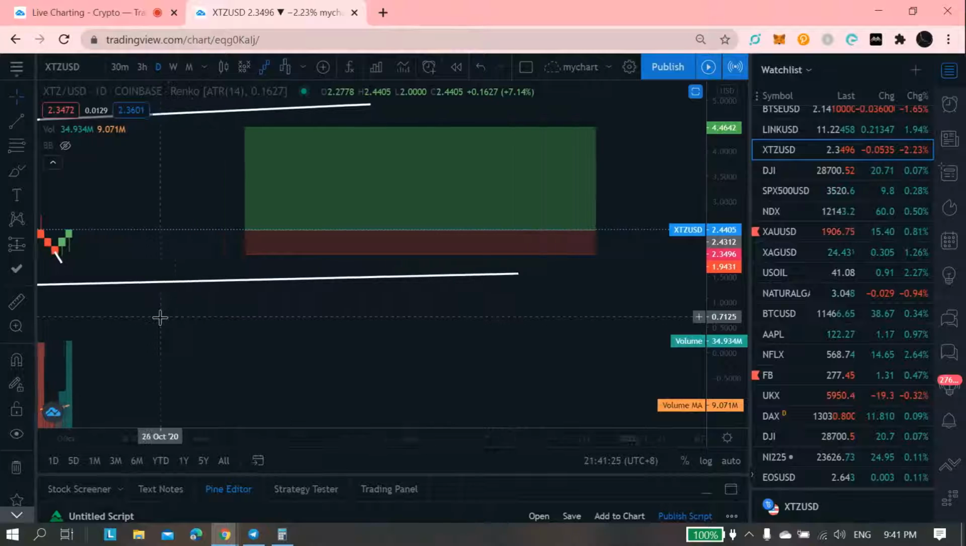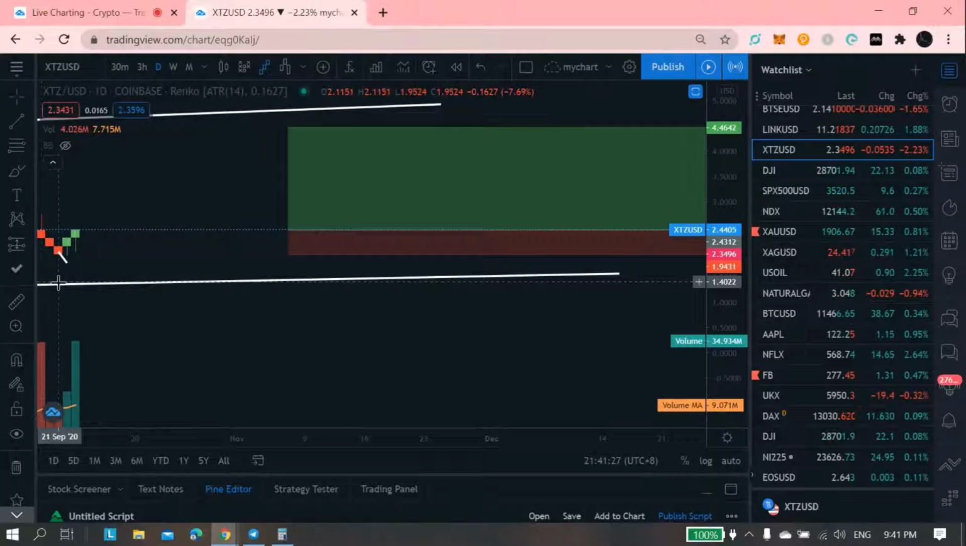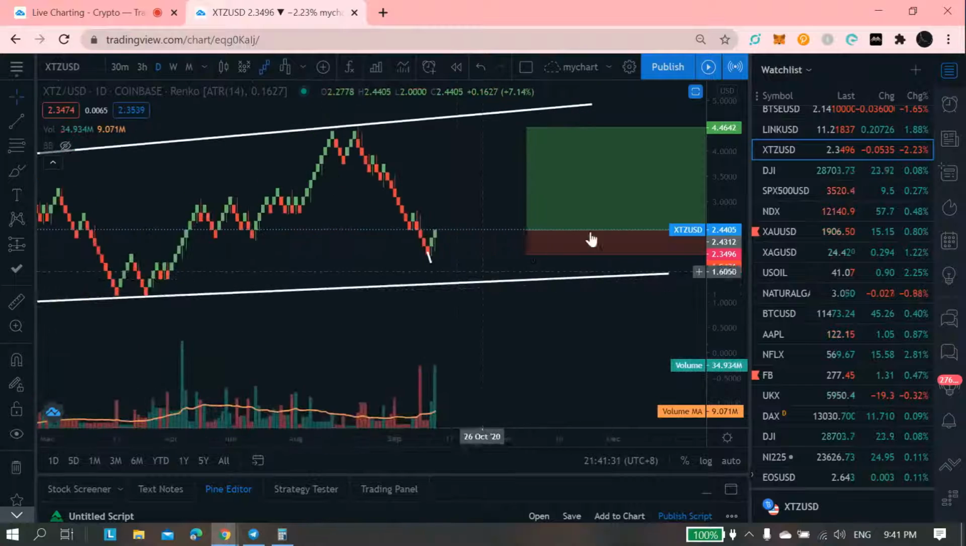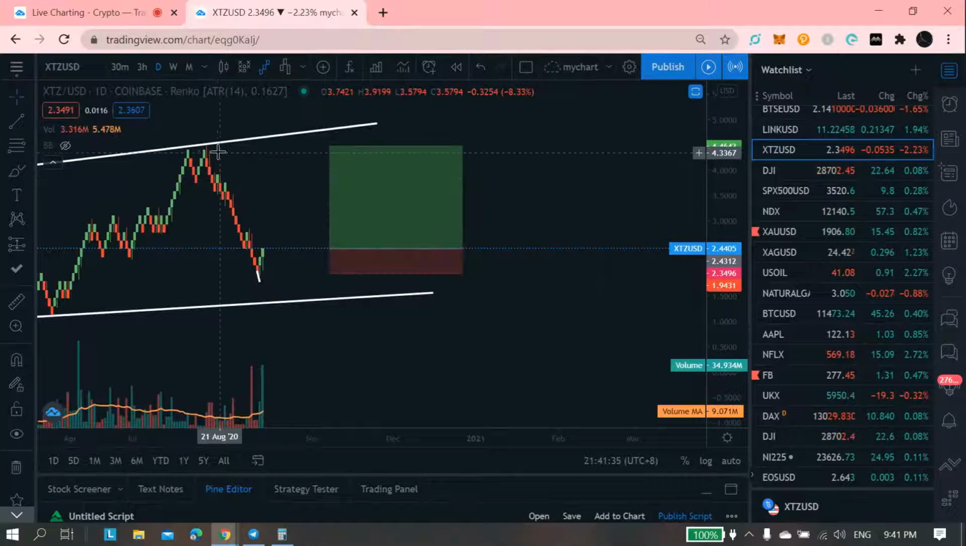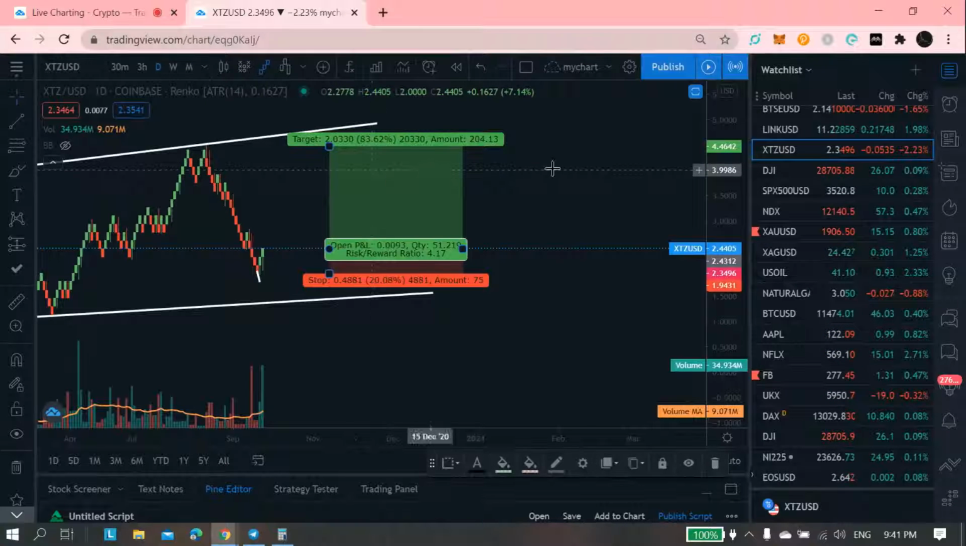And of course, the support we're looking at is the around $2, or is that the low? Wait, let's just look at it. The low of this Renko chart, which is 1.95. So around that area. And then, of course, our target is around the 4.4 area. So the risk reward ratio is still attractive, 4.17.